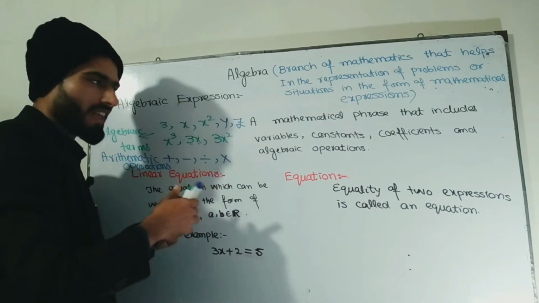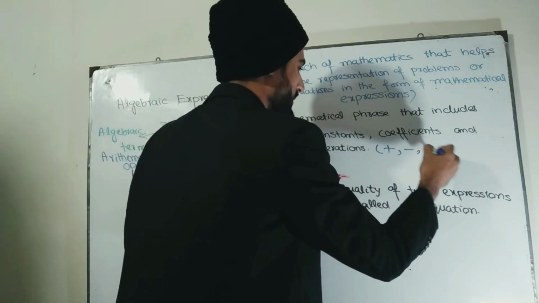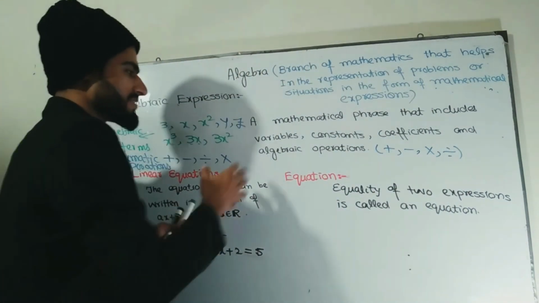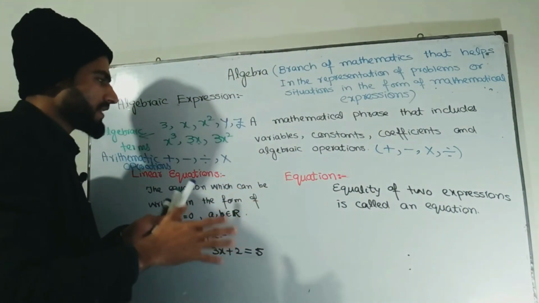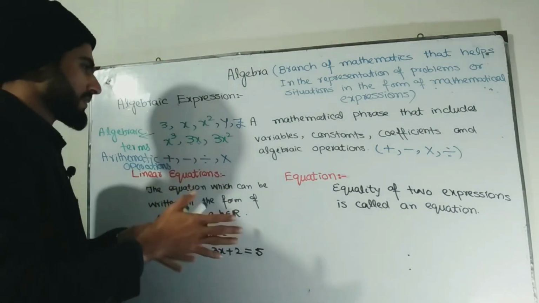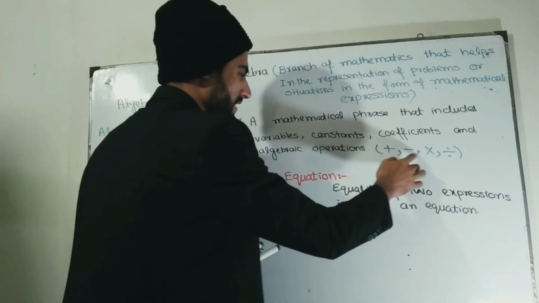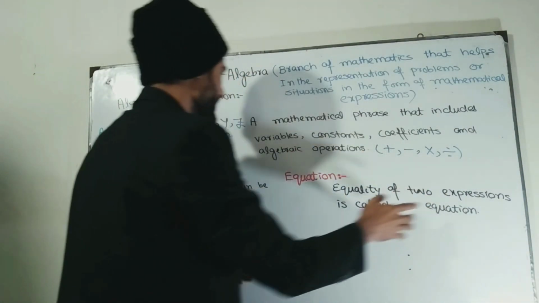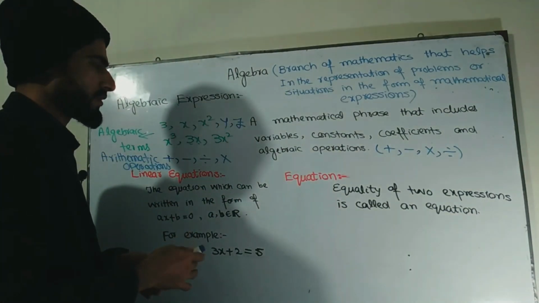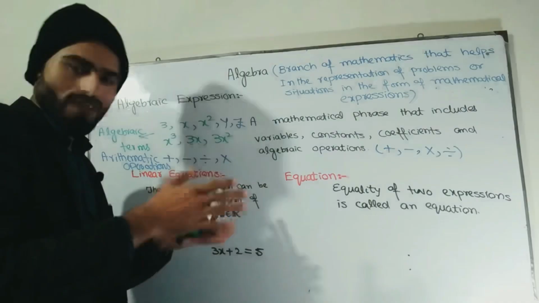Algebraic operation means plus, minus, multiplication, and division. If we combine these algebraic terms with the help of these algebraic operations like plus, minus, multiplication, and division, then it is called an algebraic expression. So proceeding further, first we will define what an equation is.